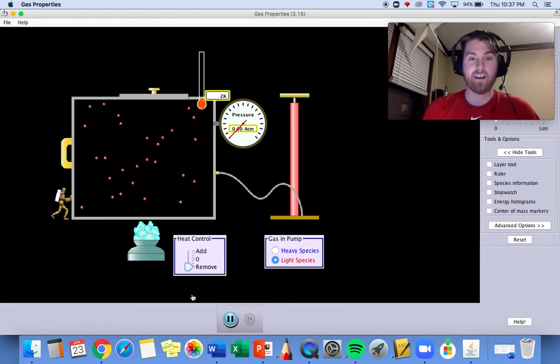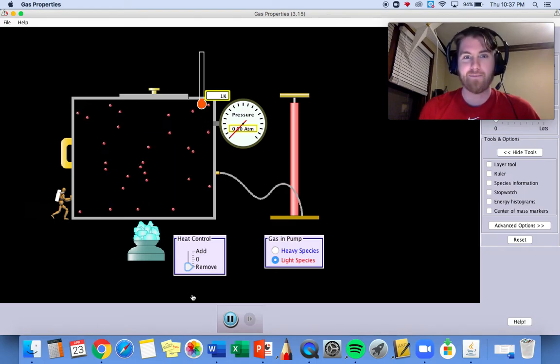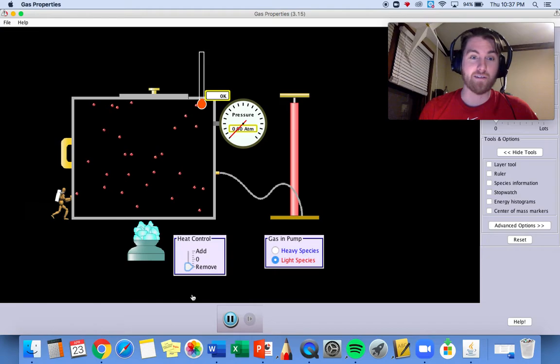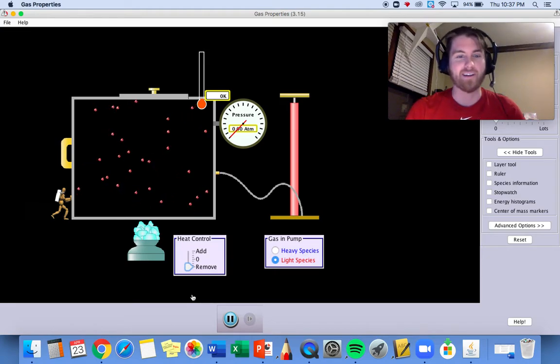And eventually, I don't actually know if we can get to 0. But even at 1 Kelvin, you can tell these atoms are not going to be moving very quickly. Oh, we did get to 0 Kelvin. Oh, but they don't represent 0 Kelvin correctly. I'll teach you why in a second.